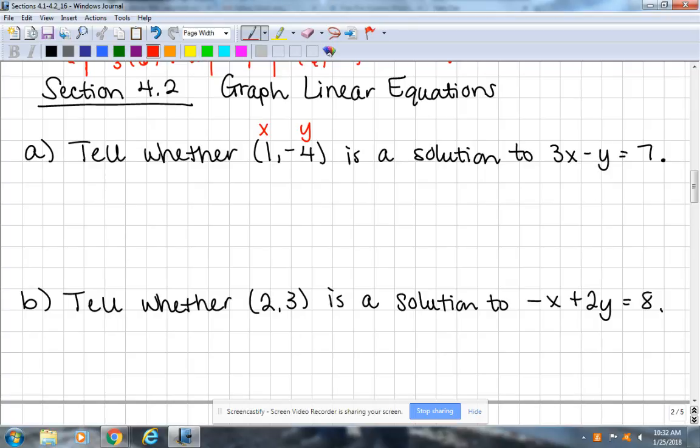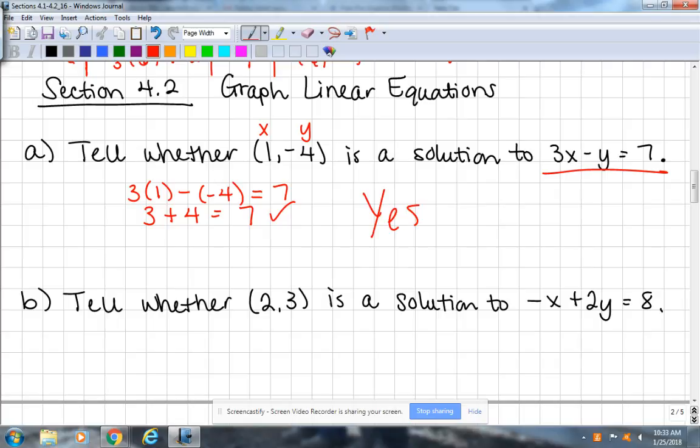So let's do that. Here's my equation, 3x minus y equals 7. So I'm going to say 3 times 1 minus -4 equals 7. I'll use parentheses so that I don't forget one of the negatives. And then I simplify it. What's 3 times 1? What does minus -4 mean? Plus 4. Does that equal 7? Yes. So is it a solution? Yes. Is that point on the line? Yes, that point is on that line. So that's what that means. Any questions about that?